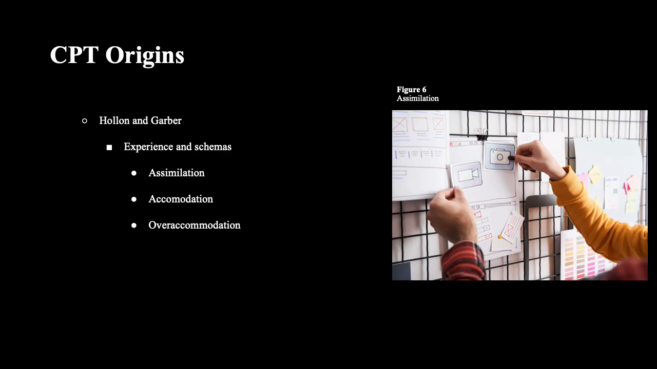pre-existing schemas. For instance, when we're talking about sexual assault, the victim may say, "I wasn't assaulted, my partner was physically demonstrating their affection for me." These theorists also introduce the term accommodation. This refers to a change of schema to allow new experiences.